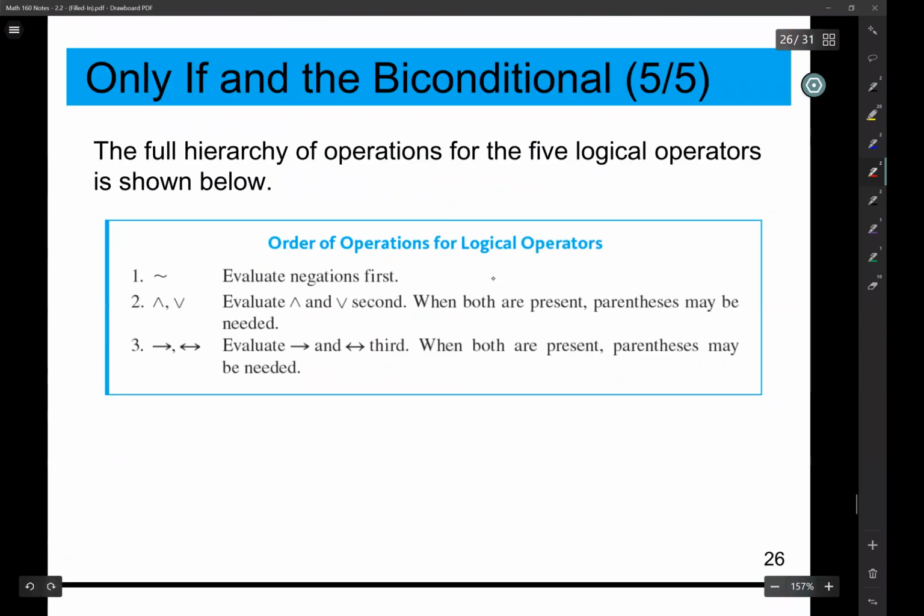Okay, this is just a summary for you. You can check this out later. Again, we do negations first, and then we move on to the ors and ands, and then we do the ifs and thens, the conditionals.